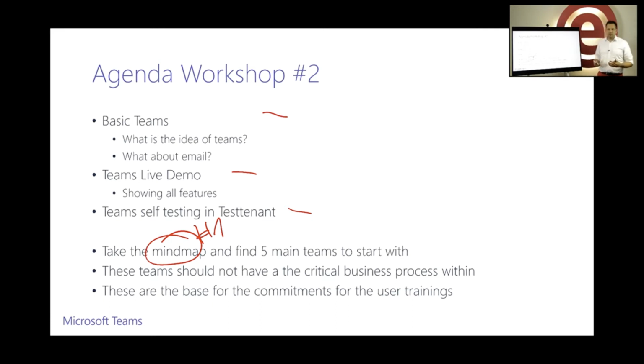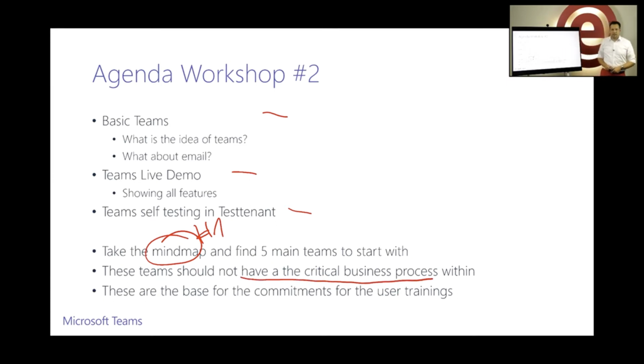So I think this is really important because when we're starting with Teams, we cannot start with 0 teams when we have the user trainings. So we need to identify four to six main teams where we want to start, and these teams should not be critical business processes.